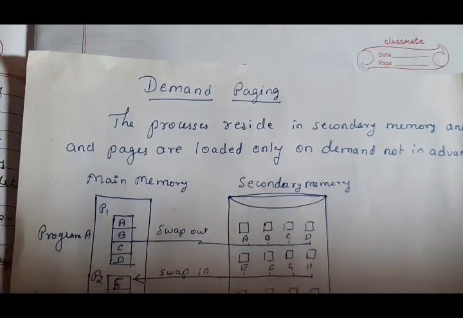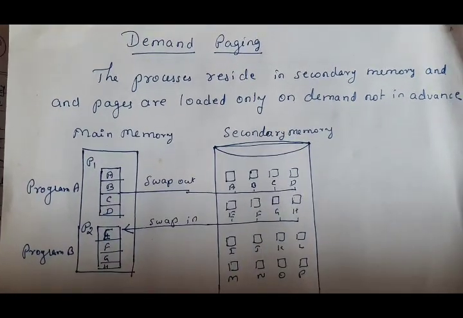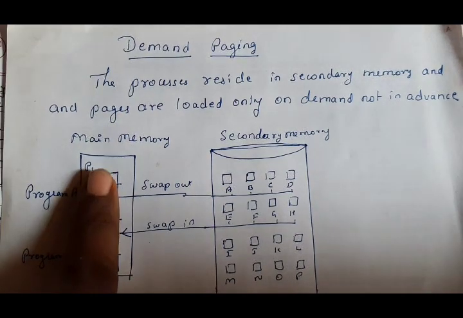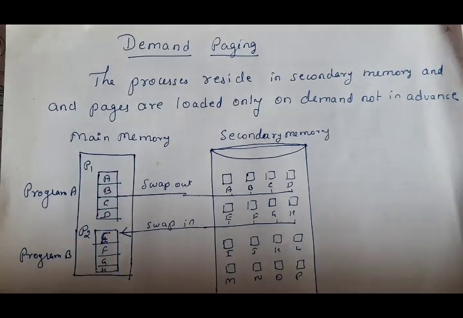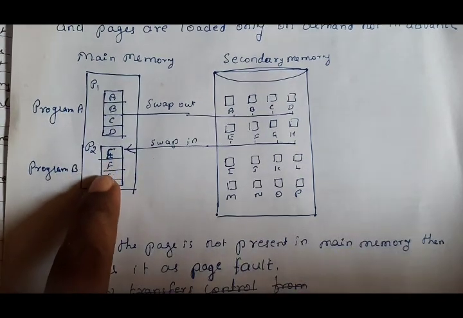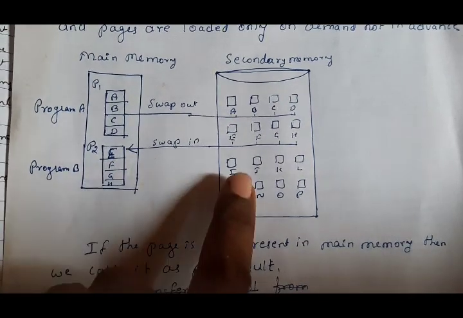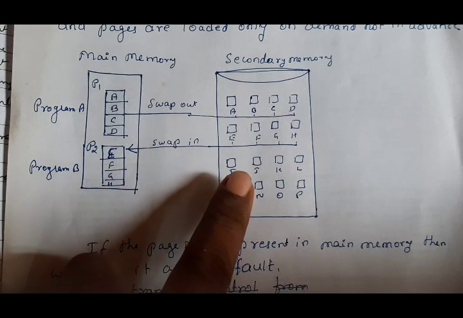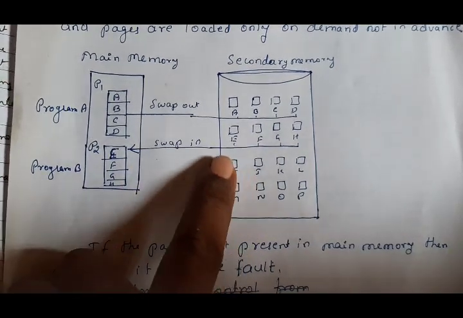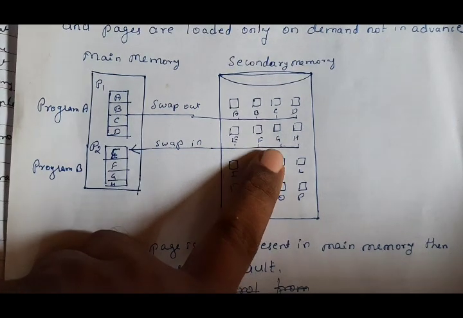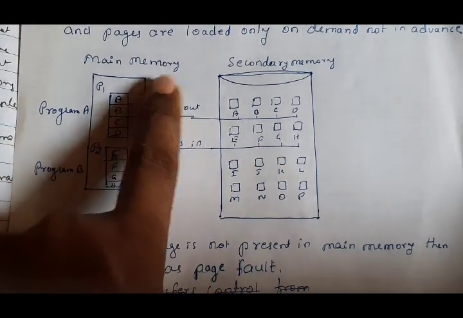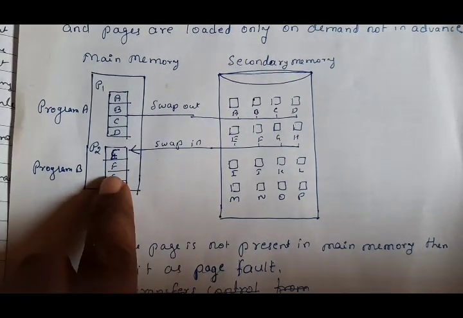If you see here, this is the main memory. Initially the RAM is empty. Suppose the CPU demands these pages of process P2: E, F, G, H. So you have to get them from disk. The disk transfers these pages. CPU demands E, F, G, H means transfer them to main memory. This is main memory, this is secondary memory.